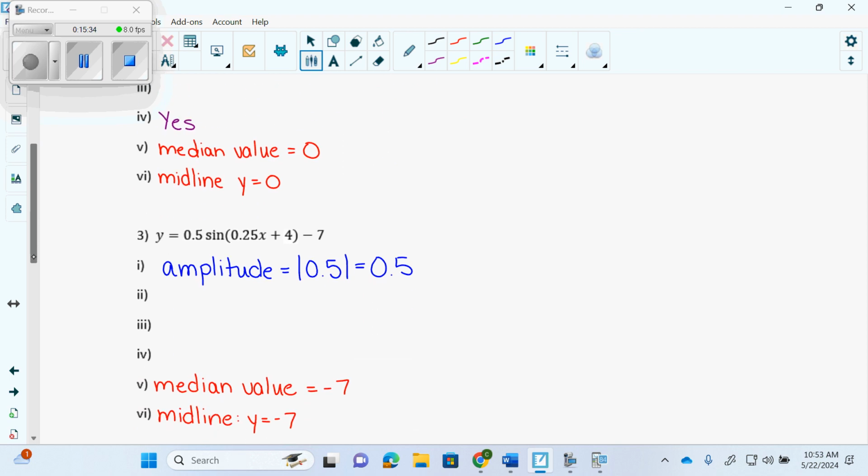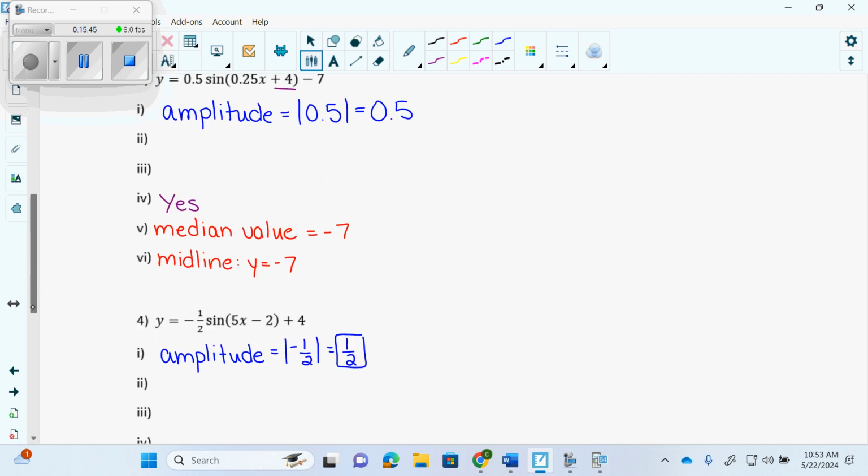What about this one? Is there a C value? Yes. So is there a phase shift? Yes. If there's a C value, yes. If there's not, no. That is it. And what about number 4? Yes. Yes. There's a C value. A, B, C, D.